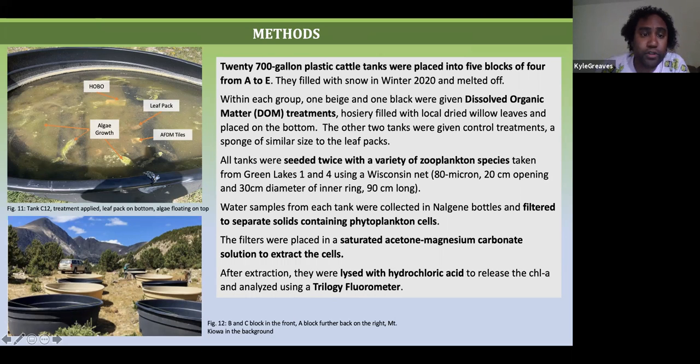We also have HOBO loggers, which log temperature within a certain time frame. And then we have tiles that grow ash-free dry mass for some other studies that are going on. But our concern is how these leaf packs leach DOM or DOC and its relationship to the chlorophyll A and algae growth within these tanks.